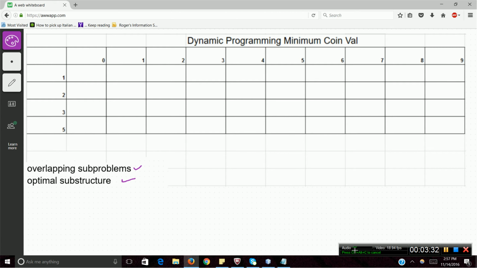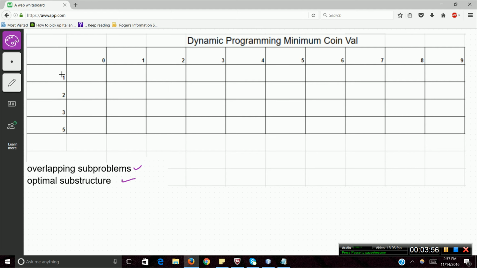Here's how I chose to set up the table. There are different ways, but I'll explain the approach that I took, and then I will fill out the table with you. Each column represents the target cent value that we're trying to make at this time. So this value ranges all the way from 0 cents to 9 cents.